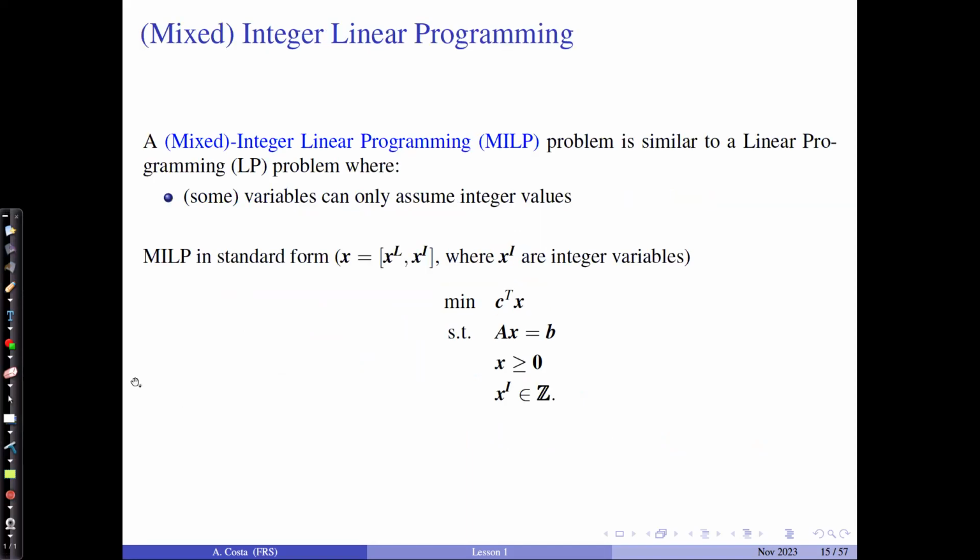A mixed integer linear programming problem is basically the same, but you see that here we have some variables, which we call x_i, that are integer. This means they belong to the set Z, I don't know how the pure mathematicians call it, but this is the set of integers. So basically, out of all the variables x, some of them are integer and some of them are not. This is the main difference in terms of integer programming.